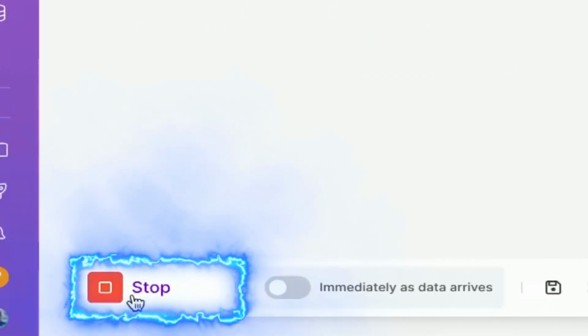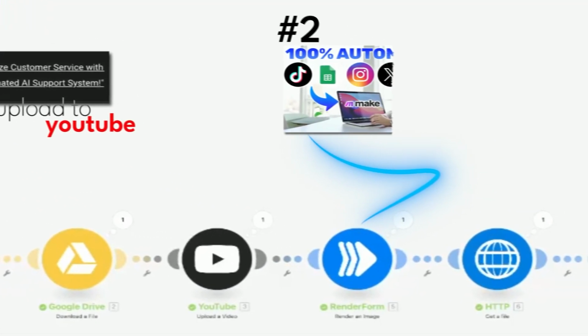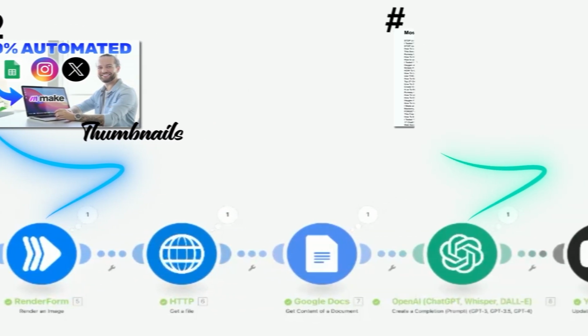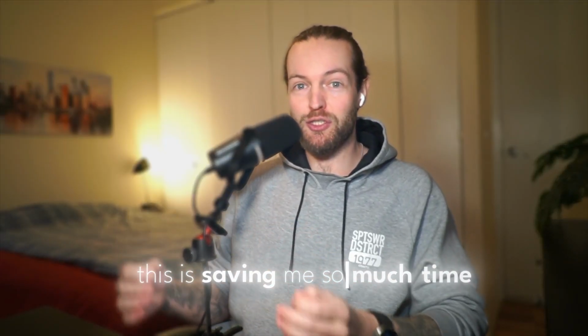If I run this automation, it uploads my video from Drive to YouTube. It auto creates a thumbnail for me and creates an AI title based on my best performing titles. So all I need to do is to film and the rest is taken care of for me. This is saving me so much time.